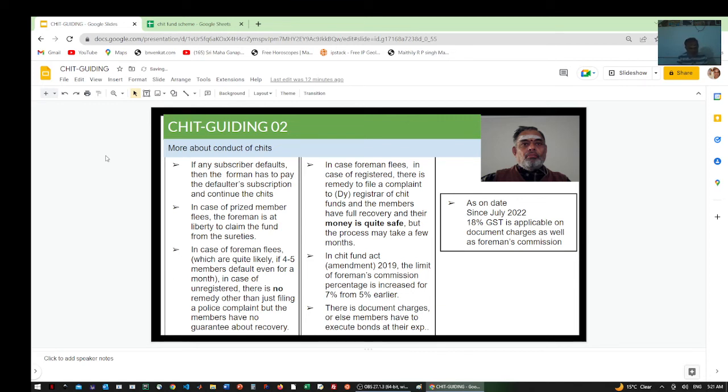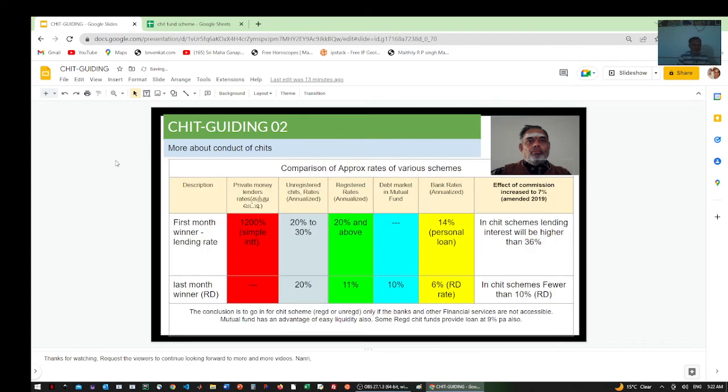In the Chit Fund Act Amendment of 2019, the limit of the foreman's commission percentage was increased to 7% from the earlier 5%. There are document charges, or else members have to execute bonds at their own expense. As on date, since July 2022, 18% GST is applicable on document charges as well as the foreman's commission.